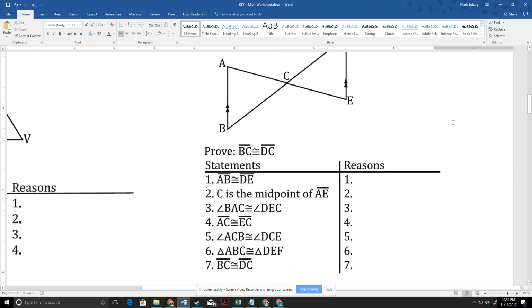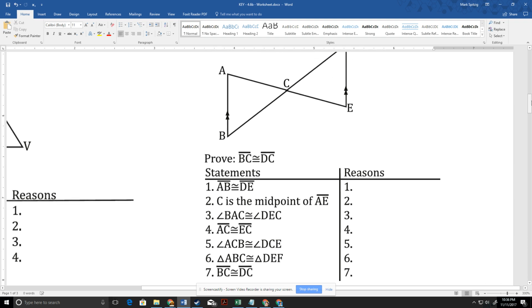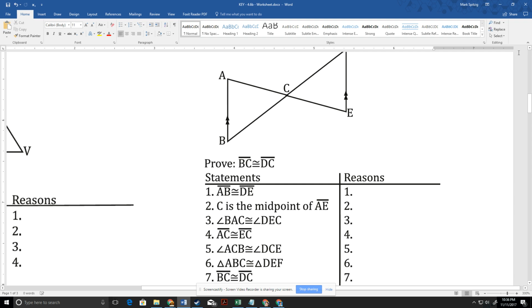All right, it looks like we have the first part. Let's see if I can get this. And no, can't. Cool. All right. AB is congruent to DE. That actually is given. So that's AB is congruent to DE.